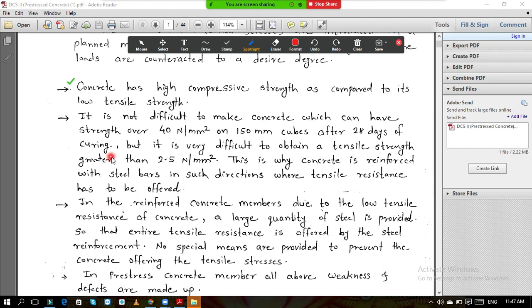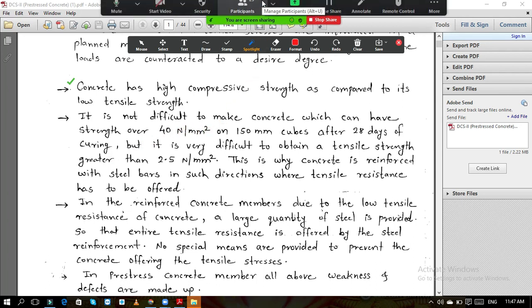What it generally says is that we can prepare a concrete of M40 grade also.